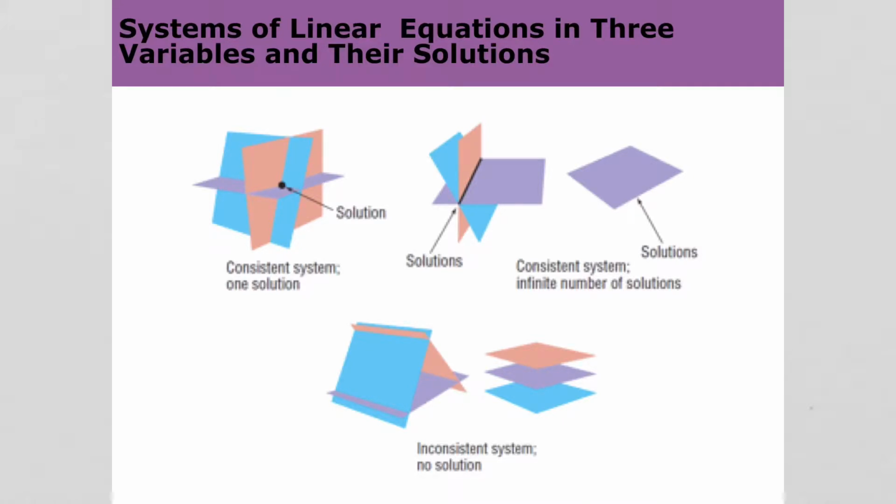We could also have a consistent system where all 3 pieces of paper are the same piece of paper. All 3 planes are the same. Or we could have an inconsistent solution, or no solution, where the 3 pieces of paper form more than one line or more than one point.